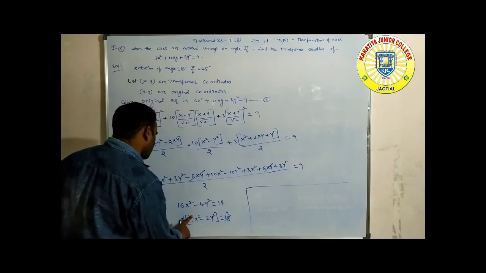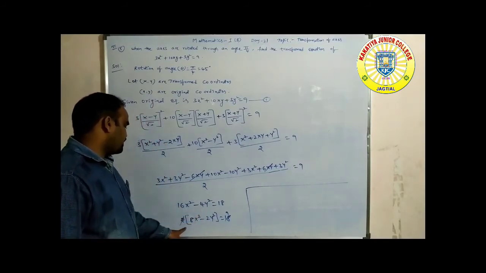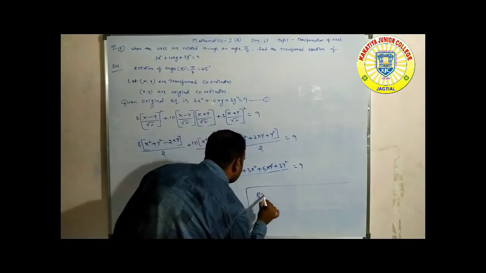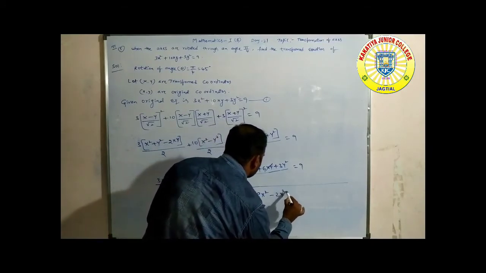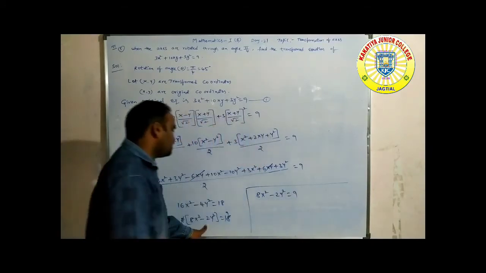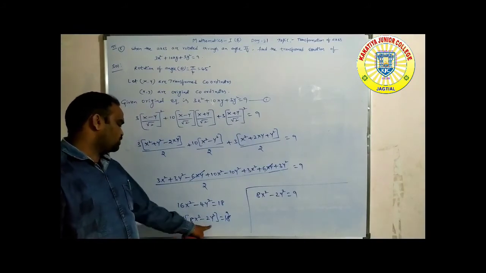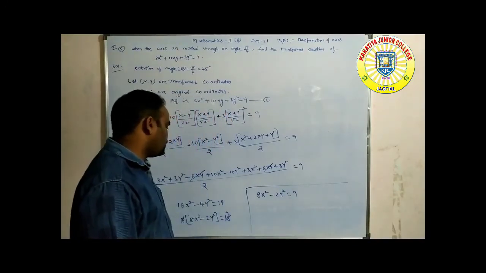16 is there, that's why we are writing only 2 into 8, 16. So 8X² minus 2Y² is equal to 9. Okay now, 16 is there, 2 8s are 16, 2 2s are 4.